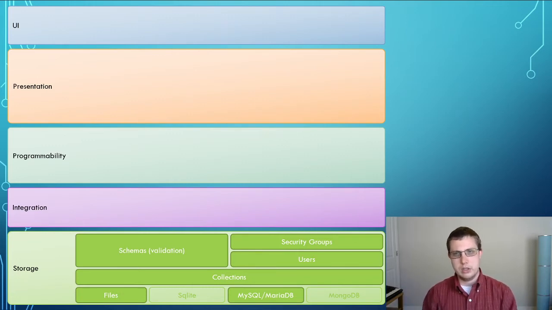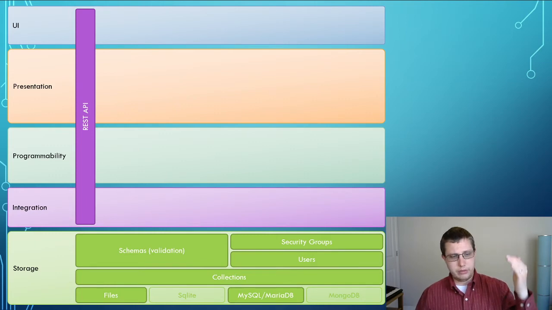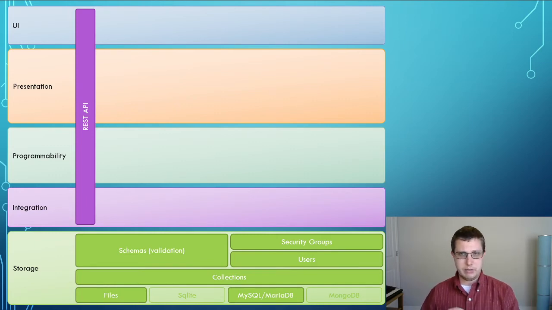So it's all very tightly integrated, and actually it's all accessed via a REST API. So aside from this storage layer, everything else in the system can be accessed via the same REST API. The only reason we don't extend it down through the storage layer so that you can get direct access to collections, direct access to users, direct access to security groups, is so that it all goes through that security mechanism.